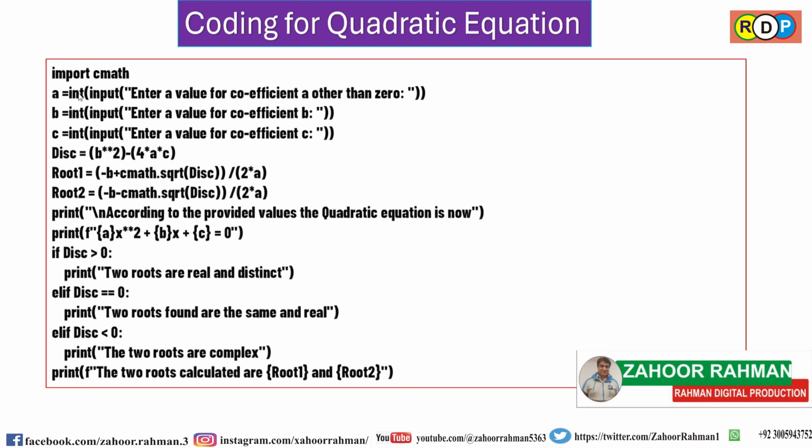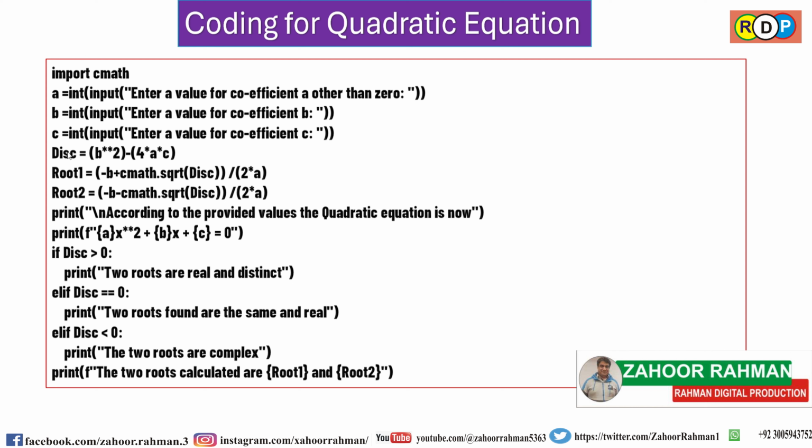Here I am saying input, enter a value for coefficient a other than 0. As I told you, it can never be 0, so you have to give a prompt to the user to enter a value other than 0. If you give 0, you will not be able to see any root. The b value is entered too, but it can be 0, so I am not writing other than 0. Similarly, the case is with c. Okay, my first job is completed.